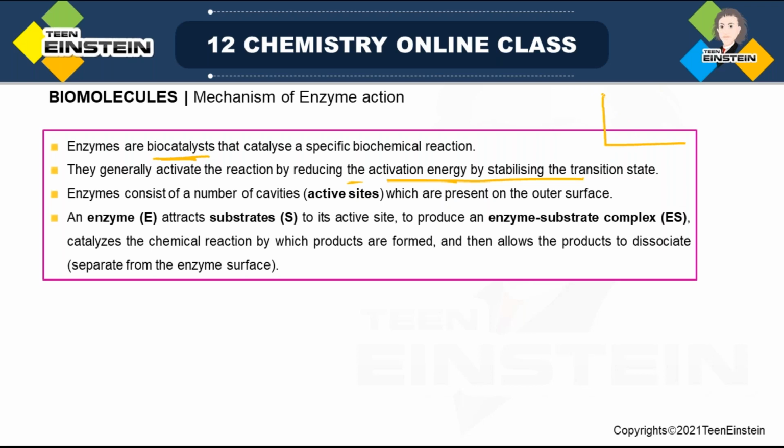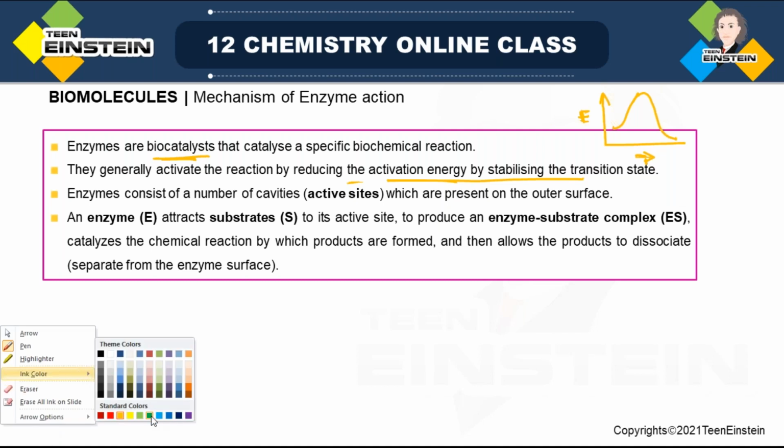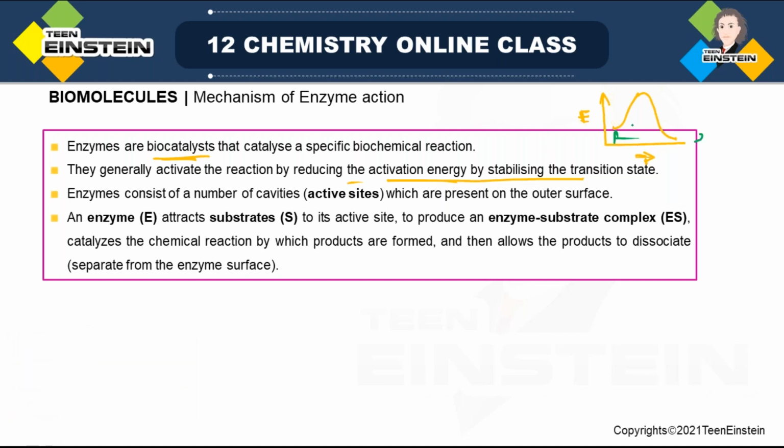So suppose we consider an energy profile diagram, where this is energy and this side is reaction progress. As you move from left to right, the reaction is progressing, and in this case this is reactant, this is product. If I draw a line, this is the activation energy. But when you are using a catalyst, it stabilizes the transition state. This is the transition state energy. Now when you are using a catalyst, the energy profile diagram is something like this. So now this is the new transition state.